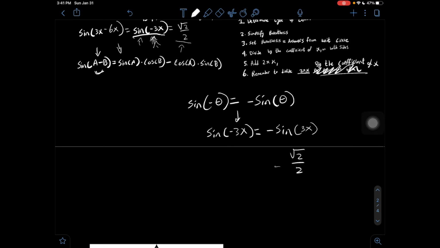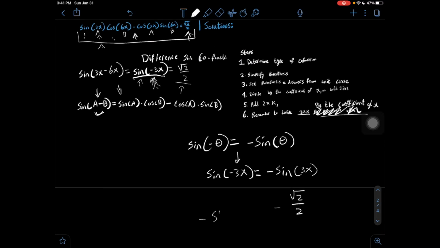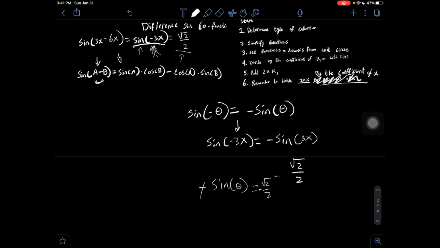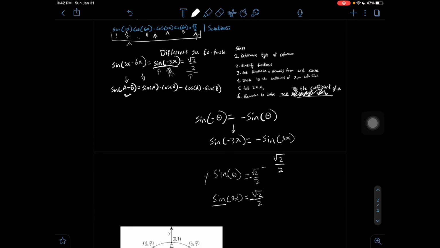And since the negative is on the outside, that makes our answer negative as well. Since we have a negative sine of theta equal to the square root of 2 over 2, we're going to move this negative to the other side. We'll multiply by negative 1 on both sides. So that means sine of 3x now really equals the negative square root of 2 over 2. And now we're going to go to our unit circle and look where our sine value is the negative square root of 2 over 2, and then we'll go from there.